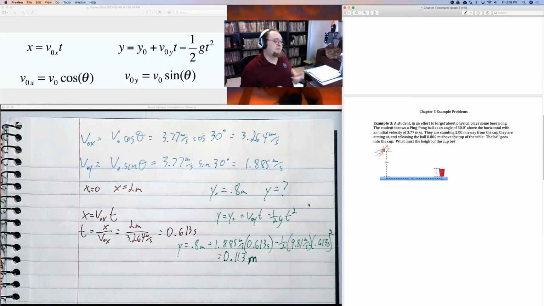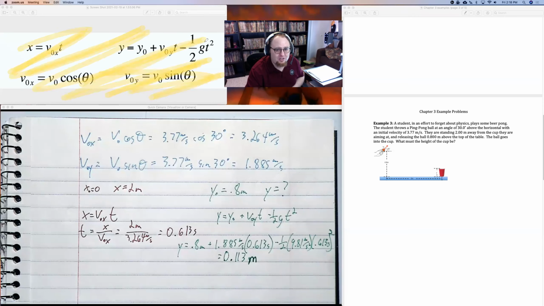See, the process is different going this way, now that I'm saying what is y instead of what is x, but the equations don't change. All projectile motion problems, all of the ones I'm going to ask of you, we'll just use these equations. That is how you're going to do it. This is the answer. Use those equations.